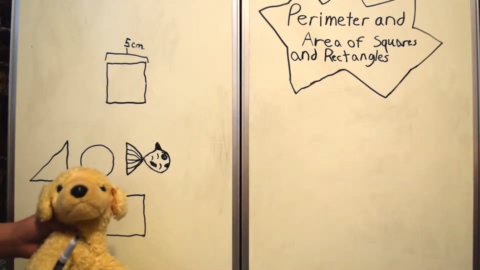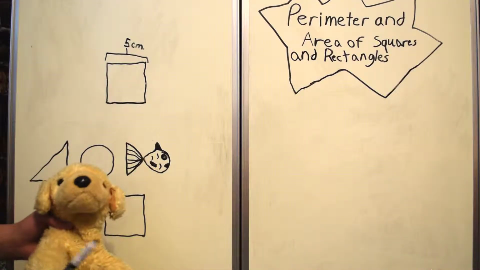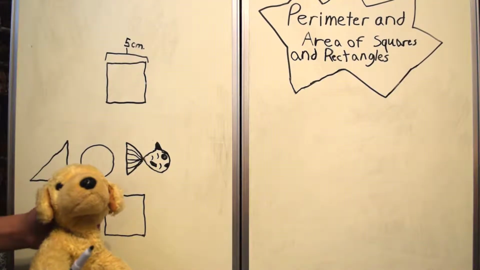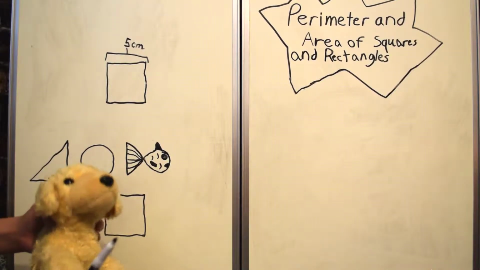Hello, I'm Woof. Today we'll learn about the perimeter and area of squares and rectangles. Let's start with squares. First, you'll need to know what a square is.